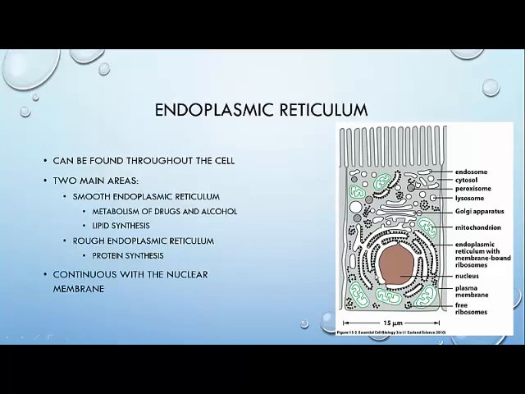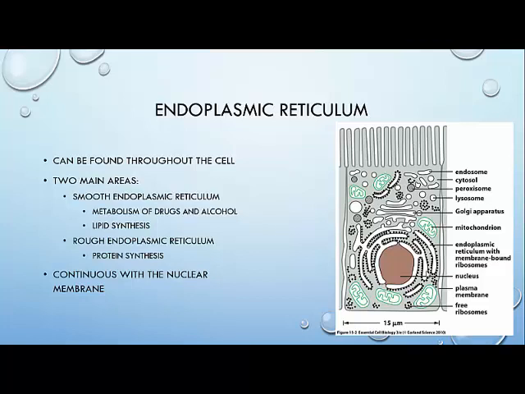Connected to the nuclear membrane is the endoplasmic reticulum, or ER for short. This is a continuous membrane, so it is really impossible to separate the two or identify where one starts and one ends. The ER is a series of connected tubes and sacs that can be found throughout most of the cell. As you know, there are two sections of the ER, the rough and the smooth. The rough ER, or RER, is where some proteins are synthesized.